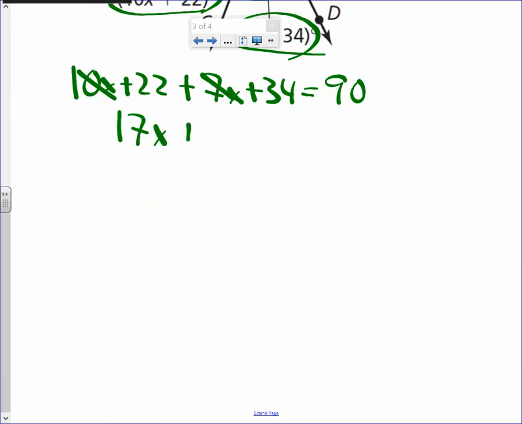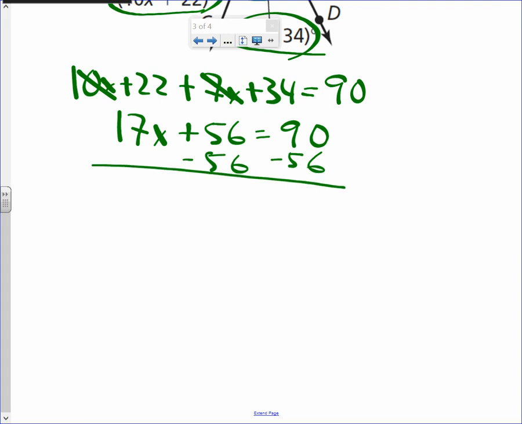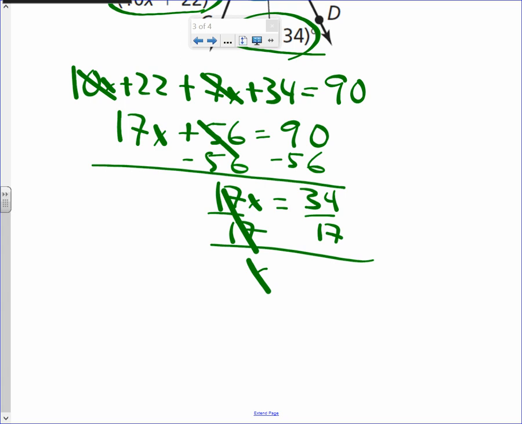17x plus 56 equals 90. 17x is, I have no clue. But 34? Nice. Take out your stamp sheet. I'm going to stamp you. We'll go to break.